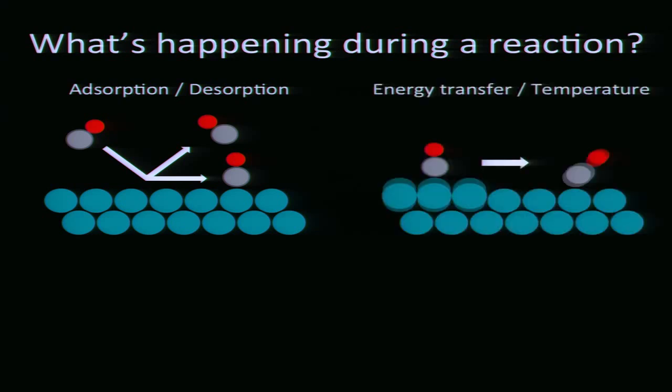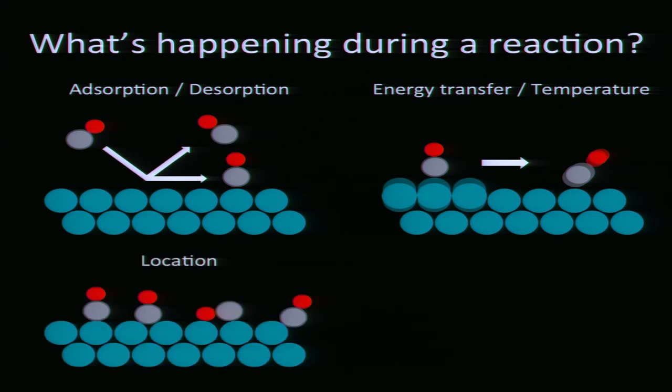The second step is energy transfer or temperature. Chemical reactions are all about energy and temperature, and we want to know what happens to the energy and that temperature, how is it transferred during the course of a reaction. The third is location. The entire surface area of a catalyst is not entirely created equal. Location matters a lot to the chemistry.